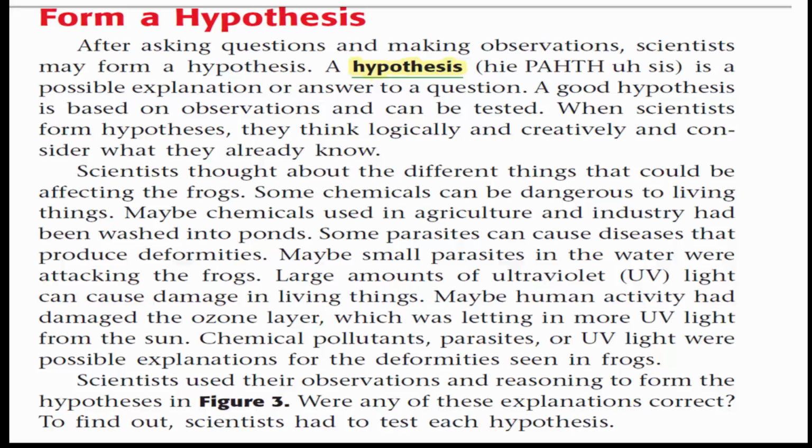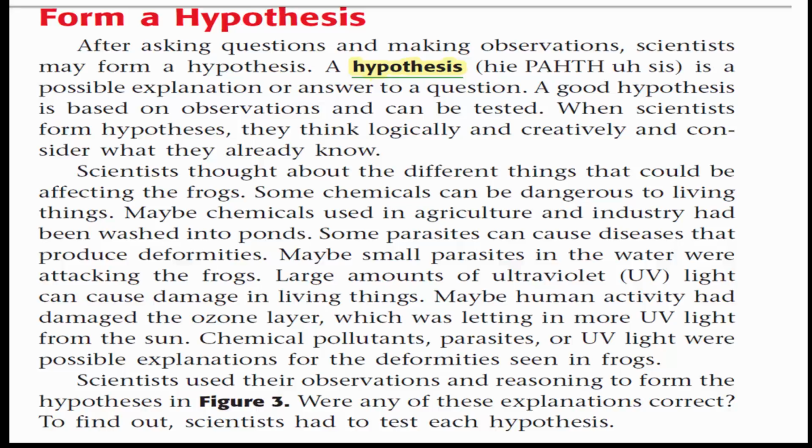Scientists thought about the different things that could be affecting the frogs. Some chemicals can be dangerous to living things. Maybe chemicals used in agriculture and industry had been washed into ponds. Some parasites can cause diseases that produce deformities. Maybe small parasites in the water were attacking the frogs. Large amounts of ultraviolet, or UV, light can cause damage in living things. Maybe human activity had damaged the ozone layer, which was letting in more UV light from the sun.